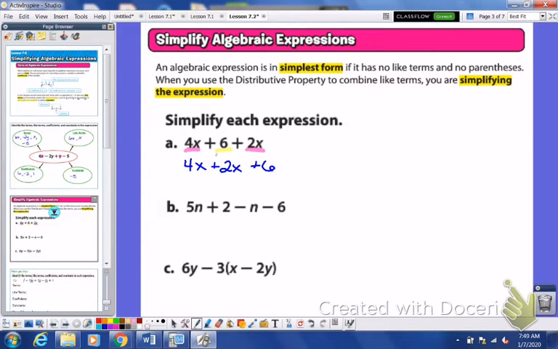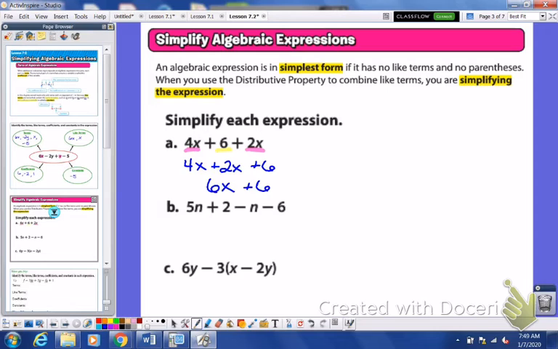Then you're going to go ahead and add your coefficients. So 4 plus 2 gives us 6x plus 6. You cannot combine these because this 6 does not have an x, so they are not like terms. You can only add and subtract like terms.